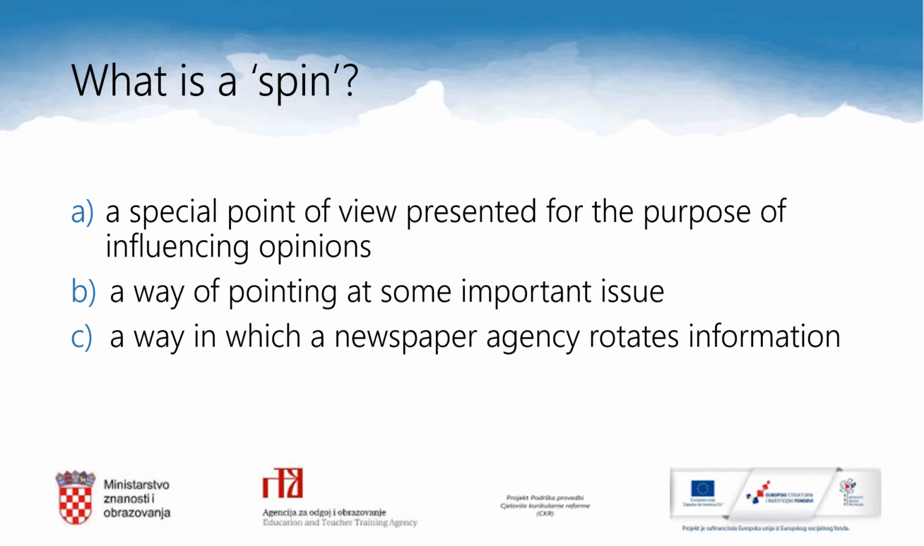What is a spin? A. A special point of view presented for the purpose of influencing opinion. B. A way of pointing at some important issue. C. A way in which a newspaper agency rotates information. A, B or C.